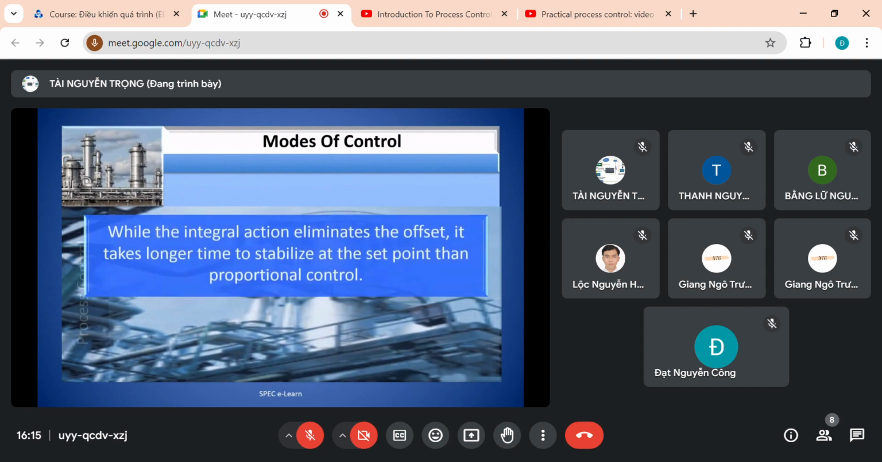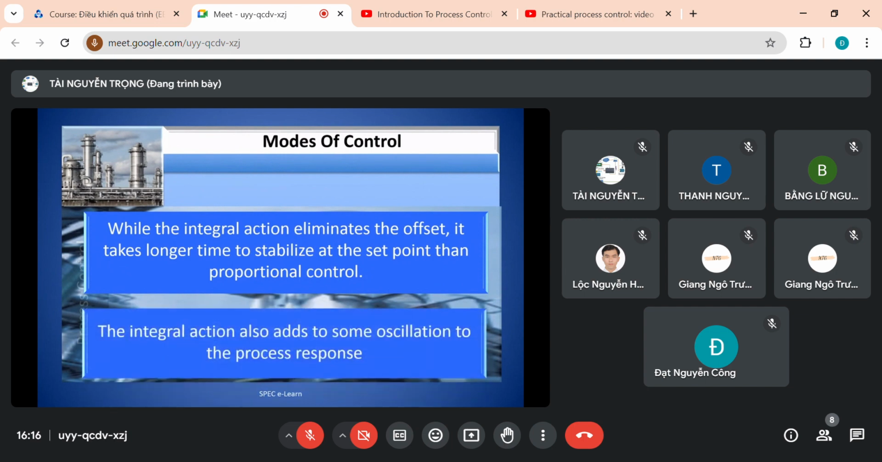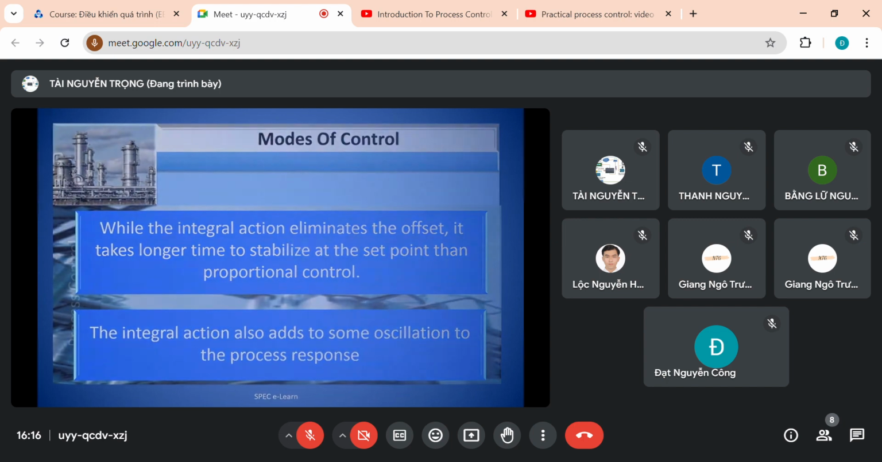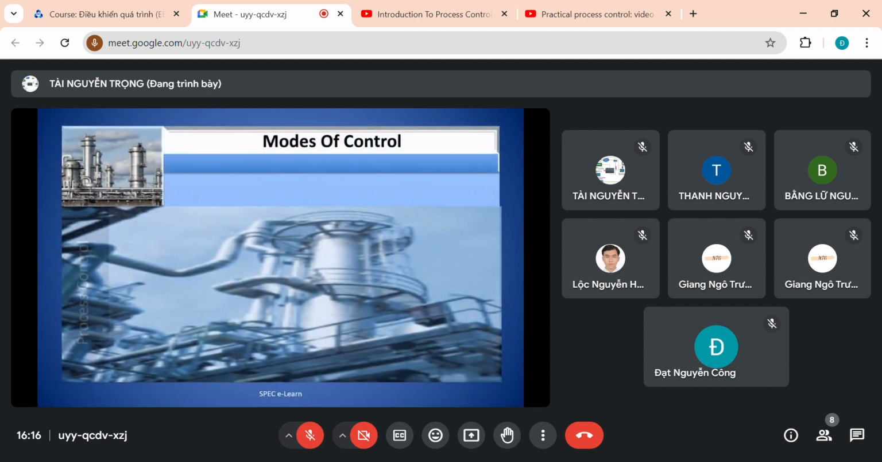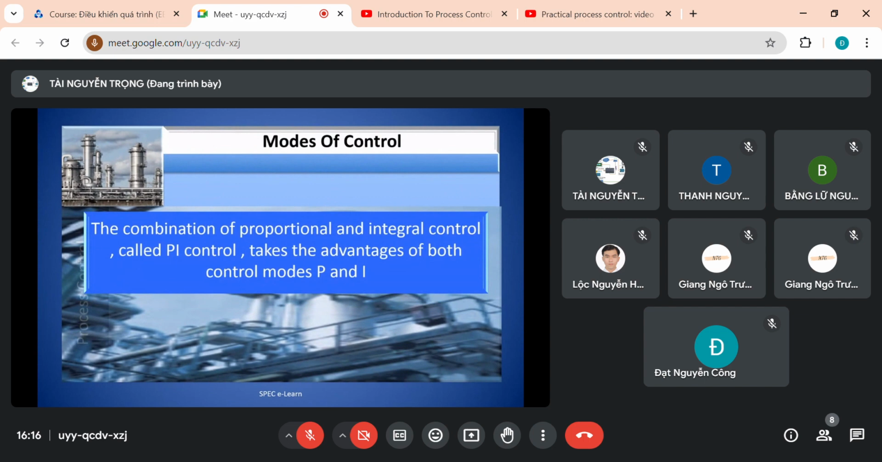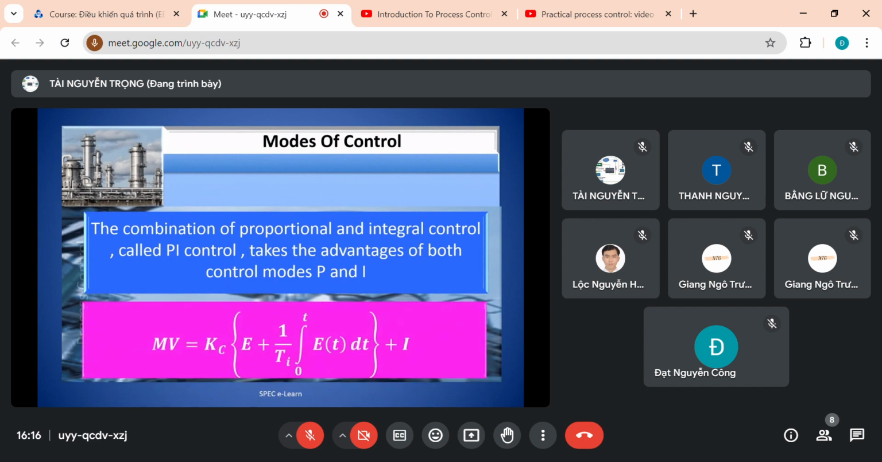While the integral action eliminates the offset, it takes longer to stabilize at the set point than a proportional control. The integral action also adds some oscillation to the process response. The combination of proportional integral control, called PI control, takes advantage of both control modes, proportional and integral.